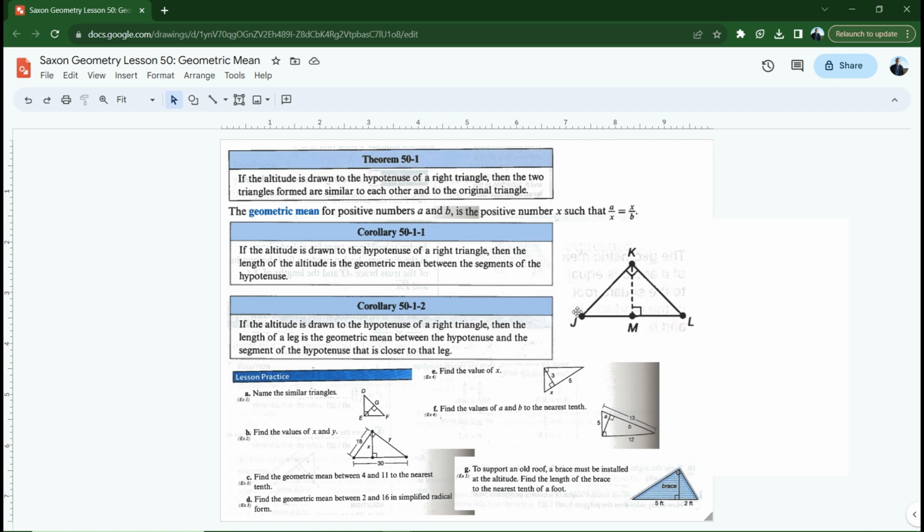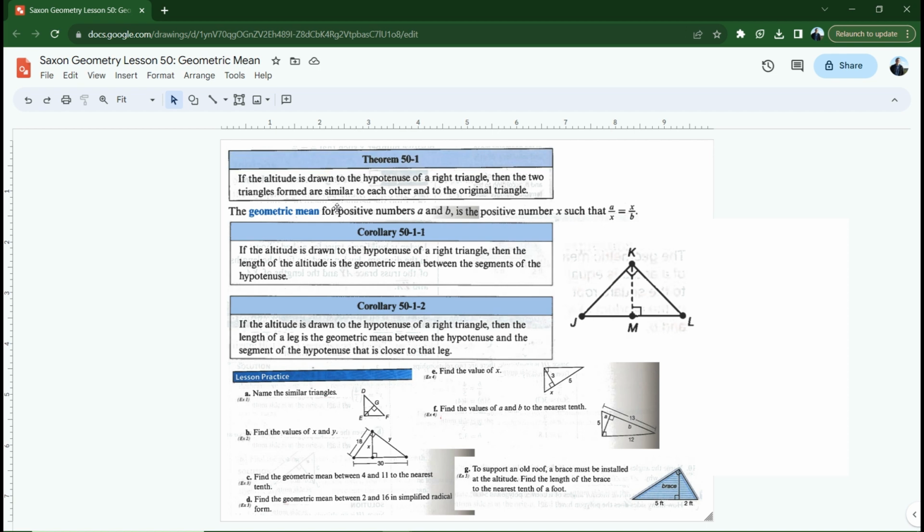Now, notice that in this one, it looks like JMK and KML are actually congruent to each other. They could be congruent to each other. Congruent triangles are also similar technically, but also look down below at the problems and see that we have triangles of all different shapes, and those internal triangles are similar to each other, and they're similar to the large triangle on the outside. All right, now let's define what the geometric mean is.